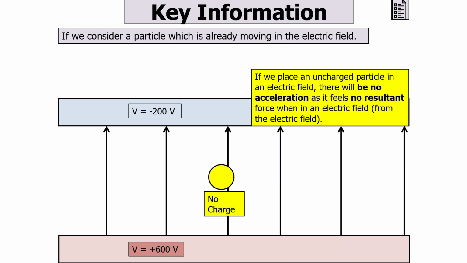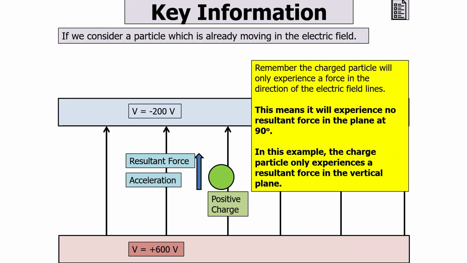Now, if we place an uncharged particle in an electrical field, there will be no acceleration, as it feels no resultant force from that electrical field. Now once again, remember that the charged particle will only experience a force in the direction of the field lines. So this means it will experience no resultant force in the plane that is at 90 degrees. So in this example, the charged particle will only experience a resultant force in the vertical plane.